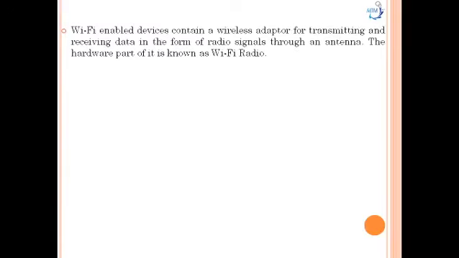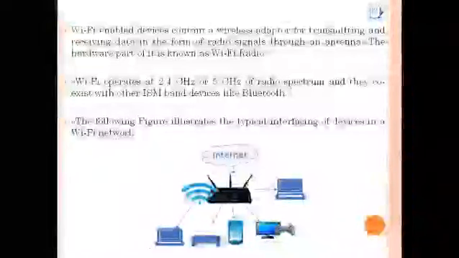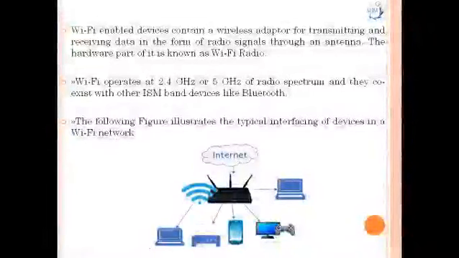Wi-Fi enabled devices contain a wireless adapter for transmitting and receiving data in the form of radio signals through an antenna. The hardware part of it is known as a Wi-Fi radio. Wi-Fi operates at 2.4 GHz or 5 GHz of radio spectrum, and they coexist with other ISM band devices like Bluetooth. The following figure shows a typical interface of devices in a Wi-Fi network.